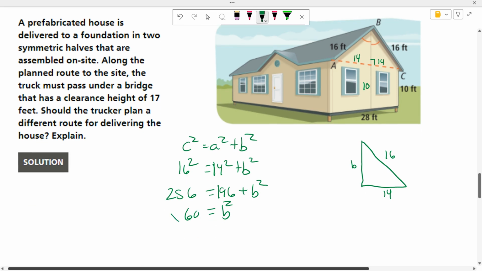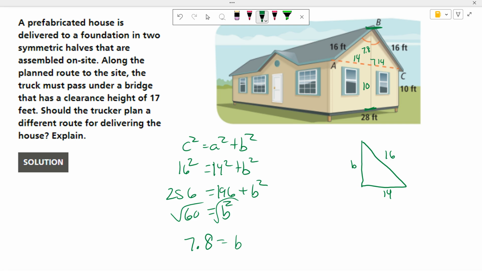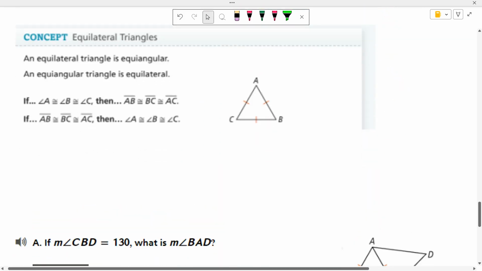So if we take the square root of 60, that is 7 point something something. 7 point what? 8? So if this is like 7 point anything, 7.8, 7.7, this right here from here to here is 17 feet. If he tries to go under that bridge, what happens? Rips the roof right off that house. So, don't want to do that.